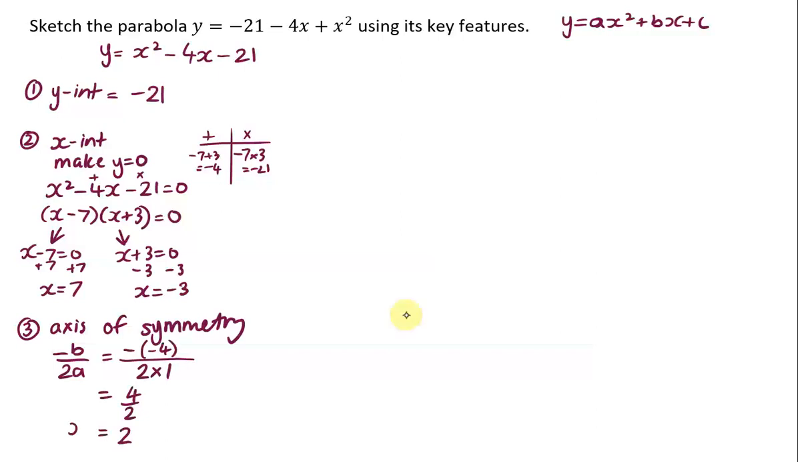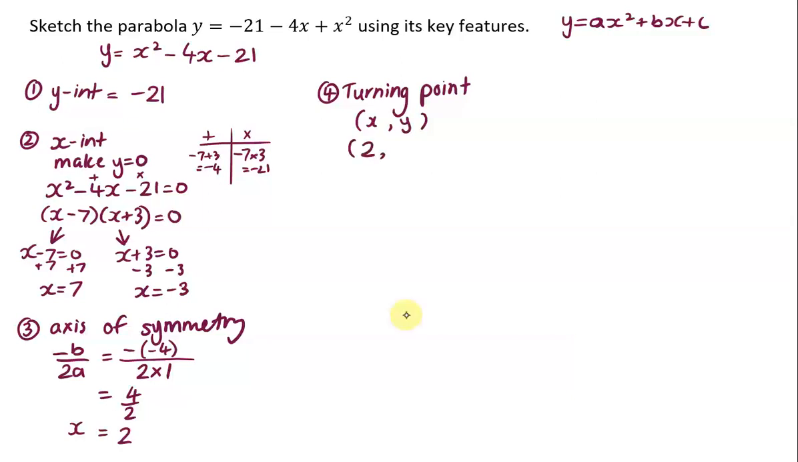So our axis of symmetry is at x equals 2, which brings us to our fourth key feature, which is the turning point, the maximum or minimum of our graph or of our parabola. It's got an x coordinate and it has a y coordinate, x and y. The x coordinate of our turning point, it's really easy. That's the same as the axis of symmetry, so 2.